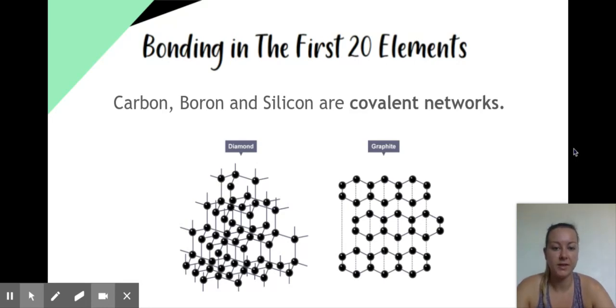Next we have some covalent networks. 3 elements that you have to remember are covalent networks are carbon, boron and silicon. Now I've put in 2 examples of the carbon covalent networks, which are diamond and graphite. Remember, graphite conducts electricity because it has delocalised electrons in the rings. Diamond does not, nor do any other covalent networks conduct electricity. Graphite is the only exception. So carbon, boron and silicon can be coloured in a different colour in your key on your periodic table.